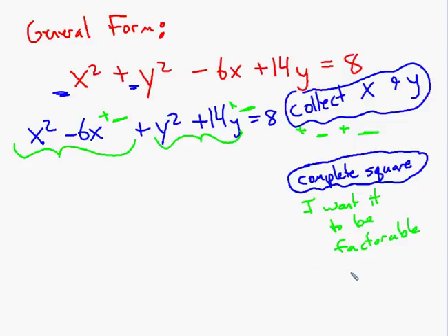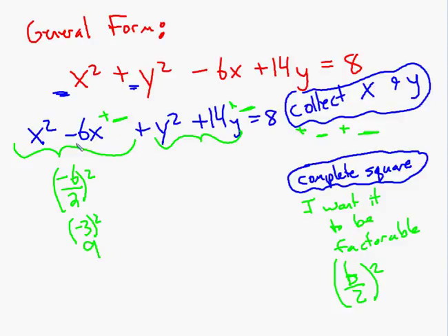So the way I'm going to do that is b, half of b, and then square it. Hence completing the square. So half of -6 squared. Now it's always going to be adding, so the negative doesn't matter. Half of 6 is 3. Squared is 9. So what am I going to add here? A 9. Well, what do I have to do? I need to add that to the right-hand side as well.